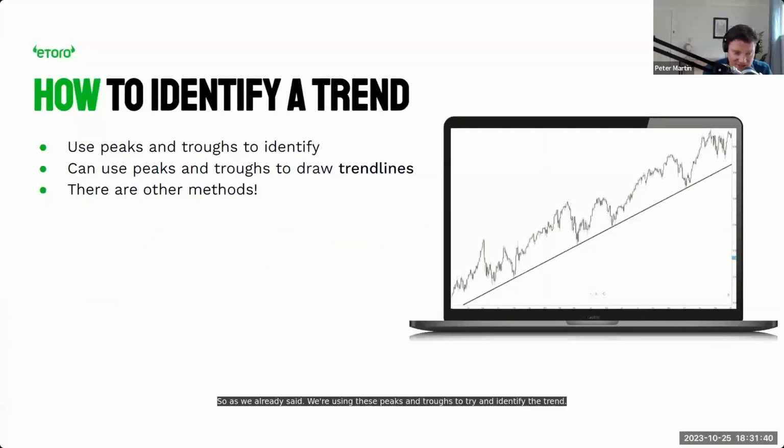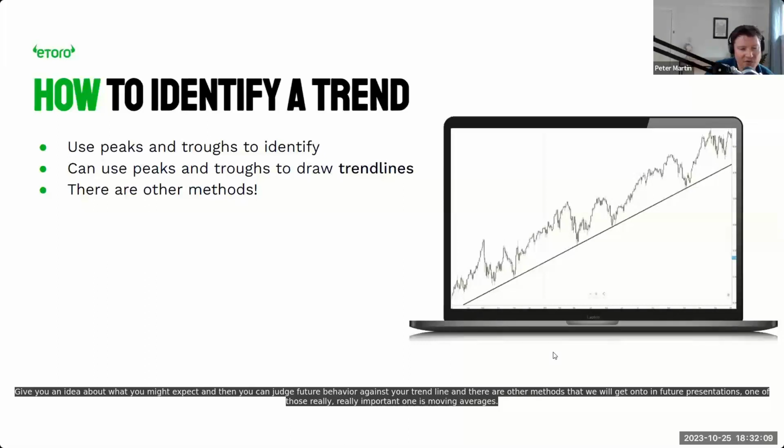So as we already said, we're using these peaks and troughs to try and identify the trend. And what we can do using those peaks and troughs is to draw trend lines. Rather than just eyeballing it, trend lines are a rough and ready and pretty old method of identifying trends. But you can get in pretty early with a trend line, and I'll show you how to draw them. And you can extend it, and this can give you an idea about what you might expect, and then you can judge future behavior against your trend line.